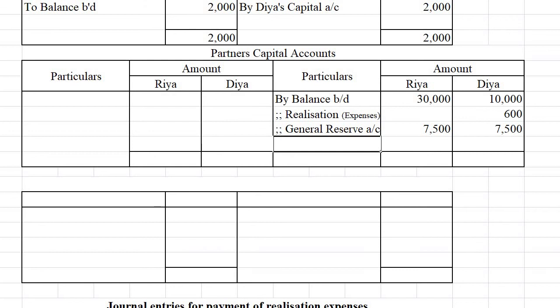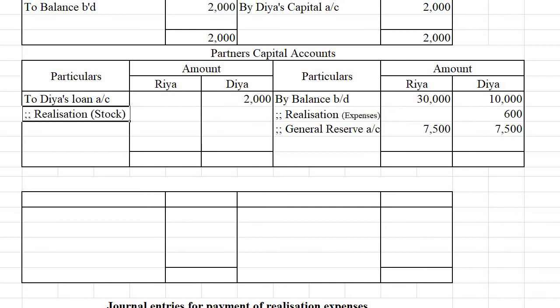Then let us see the debit side. First of all, what can we write? Dia's loan we have prepared. That balance is transferred to her capital account. So in Dia's capital we can write, to Dia's loan, 2,000. Now realization stock is taken over by Ria. So in Ria's capital we will write realization and the amount 7,000.